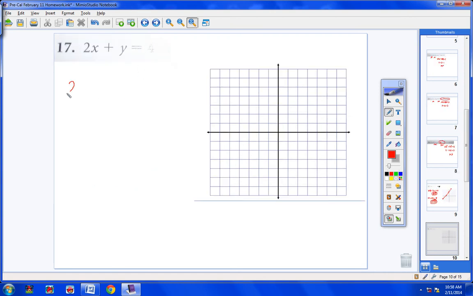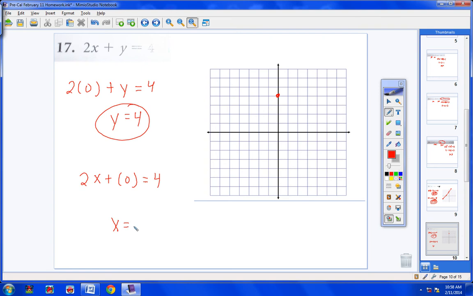Okay, number 17, where the x is, I'm going to substitute a 0. And if you simplify this, you will get y equals 4. If you substitute 0 in for y, and then simplify this, you will get x equals 2. I'm skipping quite a few steps, but this is pre-calc class, and you should definitely know how to do these simplifications. So there's your line. Pretty simple, guys.